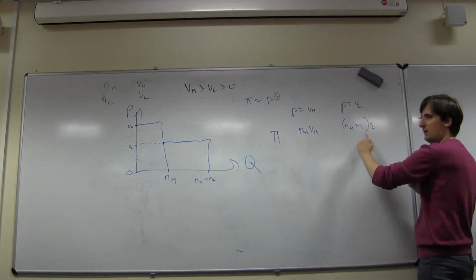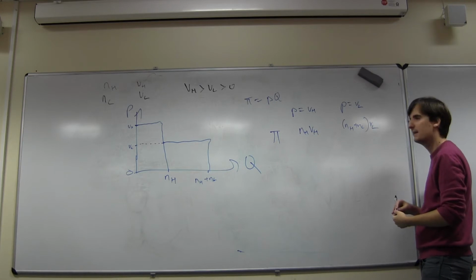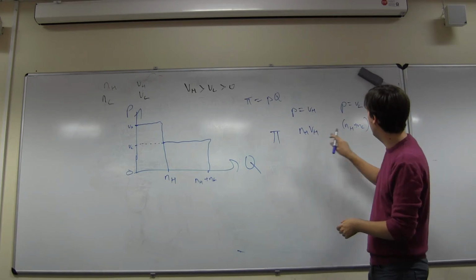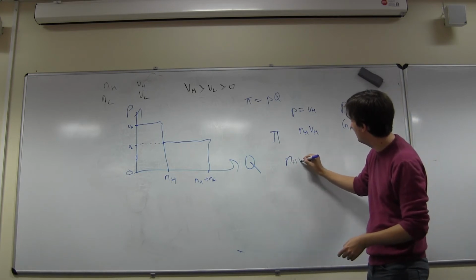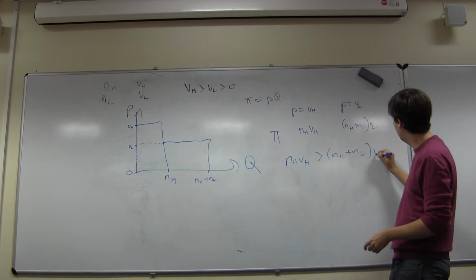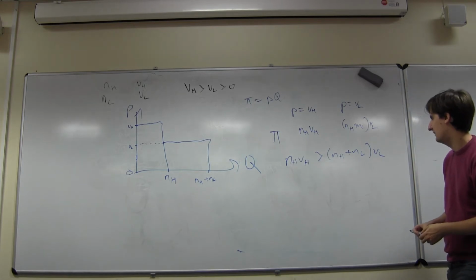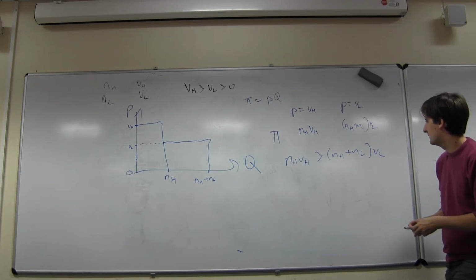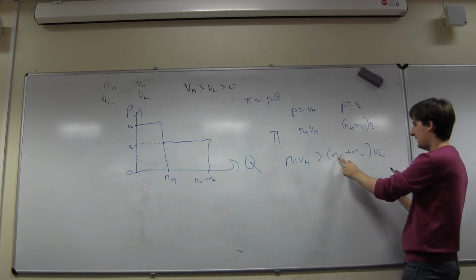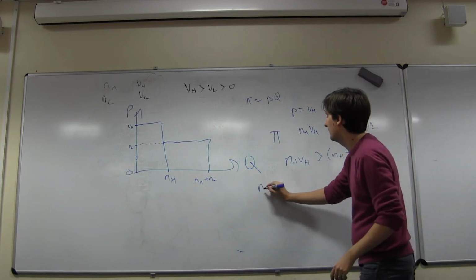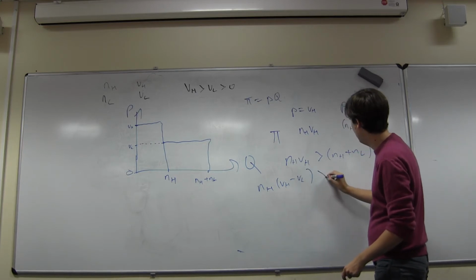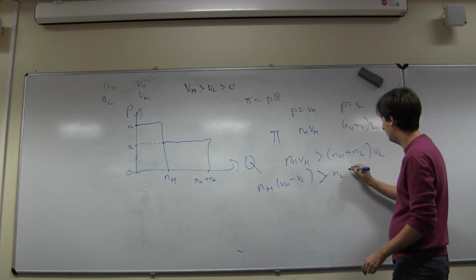So then the monopolist is going to choose whichever of these gives higher profits. So all you have to do is see when this one is bigger than that one. This one is going to be bigger than that one if NH VH is bigger than NH plus NL times VL. Maybe we can simplify a little bit by collecting all the NH's. So let's subtract NH times VL from both sides. So that's NH times VH minus VL has to be bigger than NL times VL.